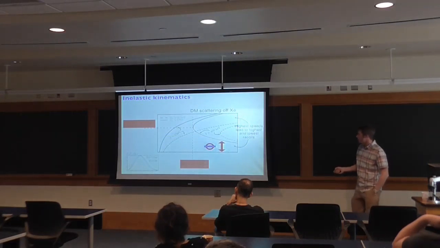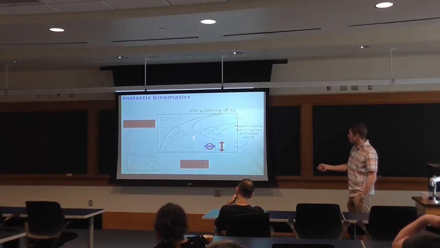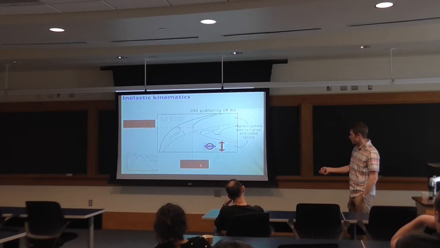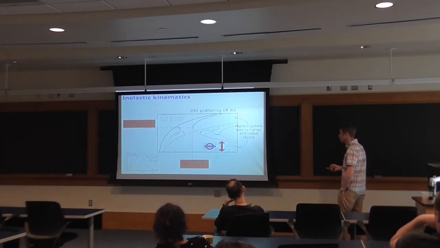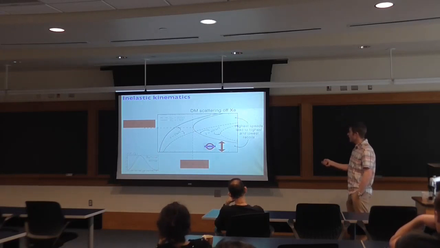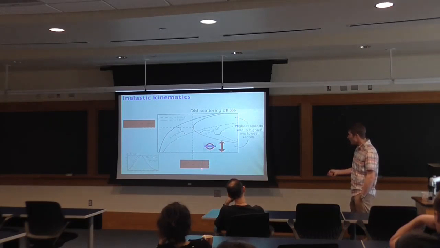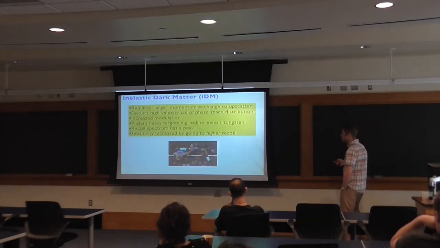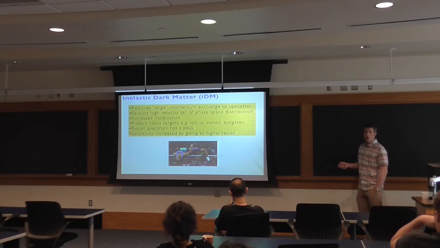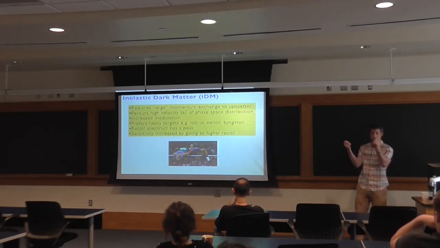If you go back and look at these expressions for the lowest possible speed for which you can have a scatter, and ask yourself how it scales with target mass, so the target mass is all embedded in this reduced mass, you'll see that for dark matter heavier than the target, the heavier you make the target, the lower this speed becomes. And so you get to see more and more of this distribution. So this apex moves down, so you get to see more of the Maxwell-Boltzmann distribution. So inelastic dark matter prefers to scatter off heavier things. You know, it's just kinematics.